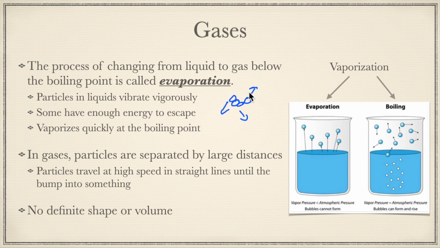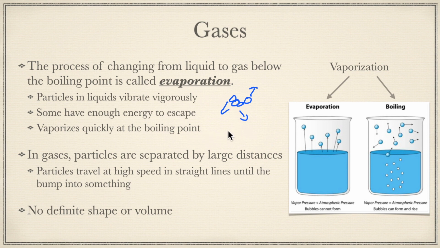Some of these particles will have enough energy to escape from the surface of the liquid, like in our example here. We have some of these that are basically breaking free and flying off into the air. Those are ones that had enough energy near the surface of the liquid, and they were able to escape into the atmosphere. Now, liquids vaporize quickly at the boiling point.